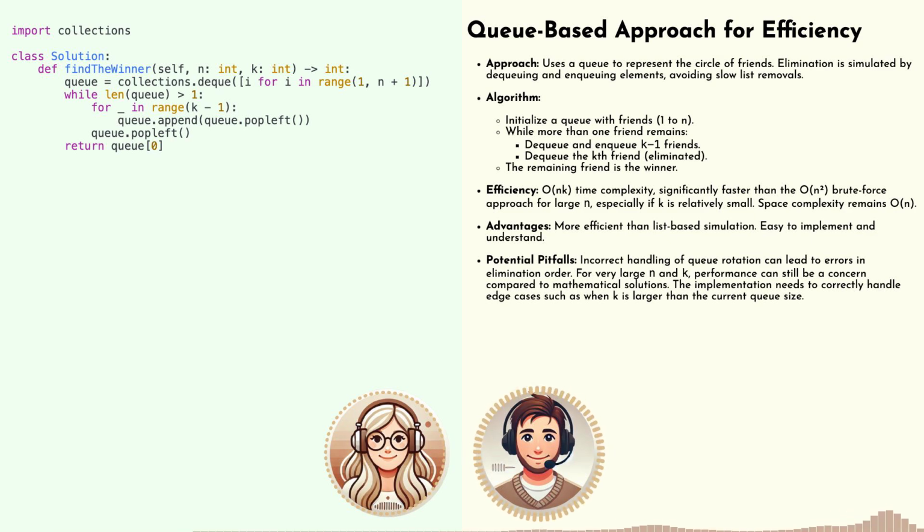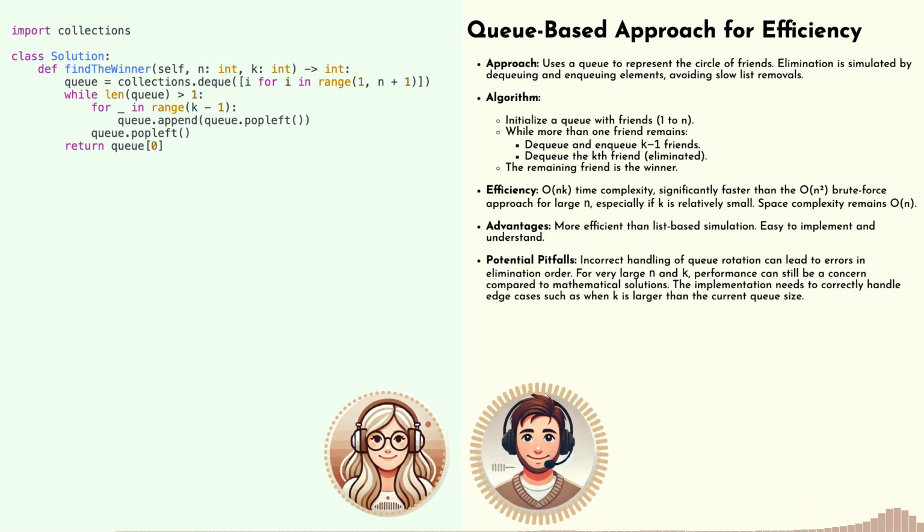Right. So how do we translate that to our circle of friends? Imagine we start by putting all our friends numbered 1 to n into a queue. This queue represents our circle, with the front of the queue being the starting point of our game. Okay, so instead of physically removing elements from a list, we're using the queue structure to manage who's next in line for elimination. Precisely. We can simulate the whole elimination process by just cleverly manipulating the queue.